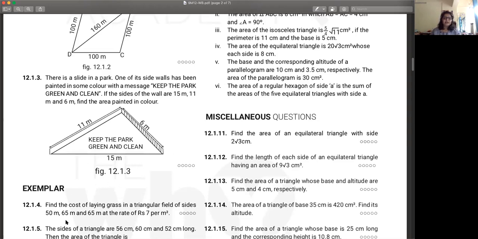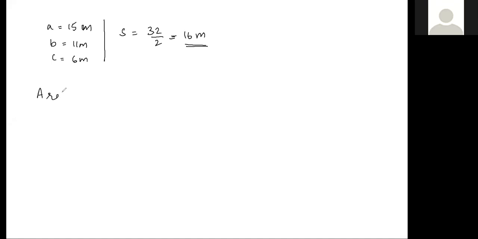Because a lot of you seem to be getting stuck at this particular step, I'll just do the last part. So you've got the 3 sides, A equal to 15 meters, B equal to 11 meters, and C equal to 6 meters. S is the sum divided by 2, 32 by 2, which is 16 meters. Did everyone get 16 meters for S? That is one check. Ma'am, I got root 800. Is it correct? Yes. You just have to factorize 800.